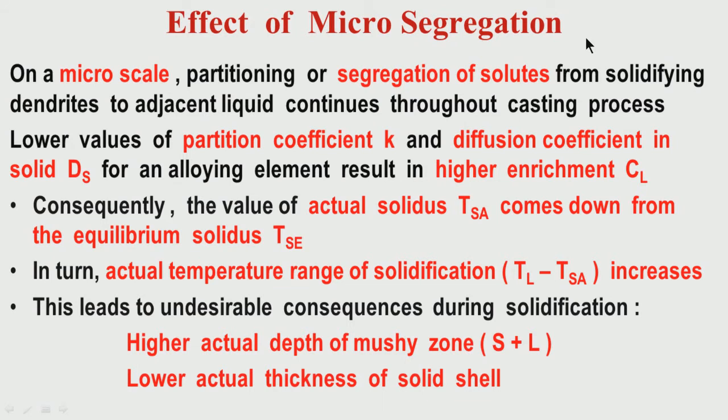On a micro scale, that means on a scale of say a few microns, when solidification is taking place, I have told you the solidification is taking place through the formation of dendrites. Within a dendrite, the distance may be say 20, 30, 40, 50 microns. So, on a micro scale, this partitioning or segregation of solutes, all soluble elements or alloying elements, from solidifying dendrites to adjacent liquid continues throughout the casting process.